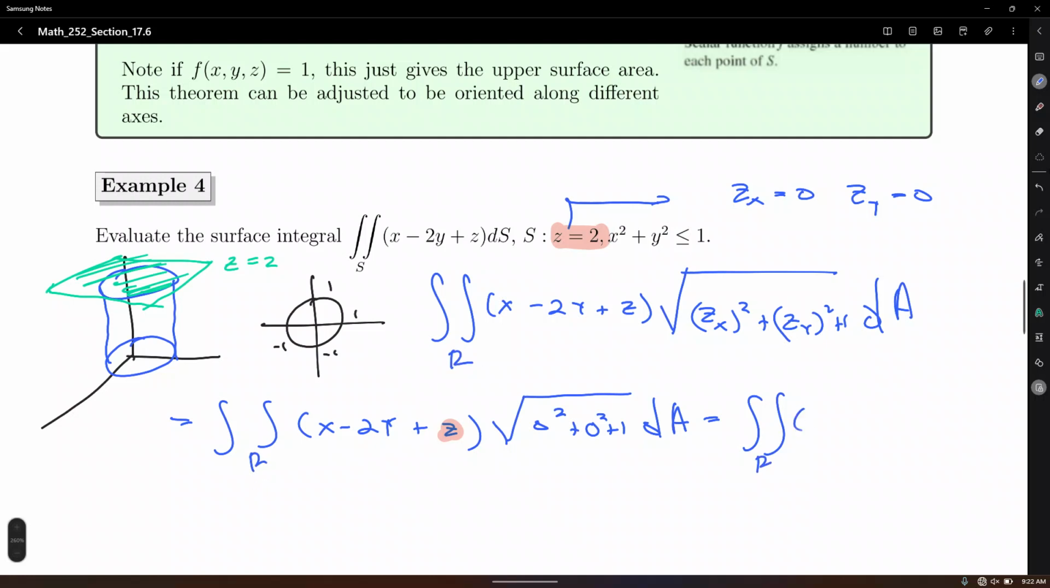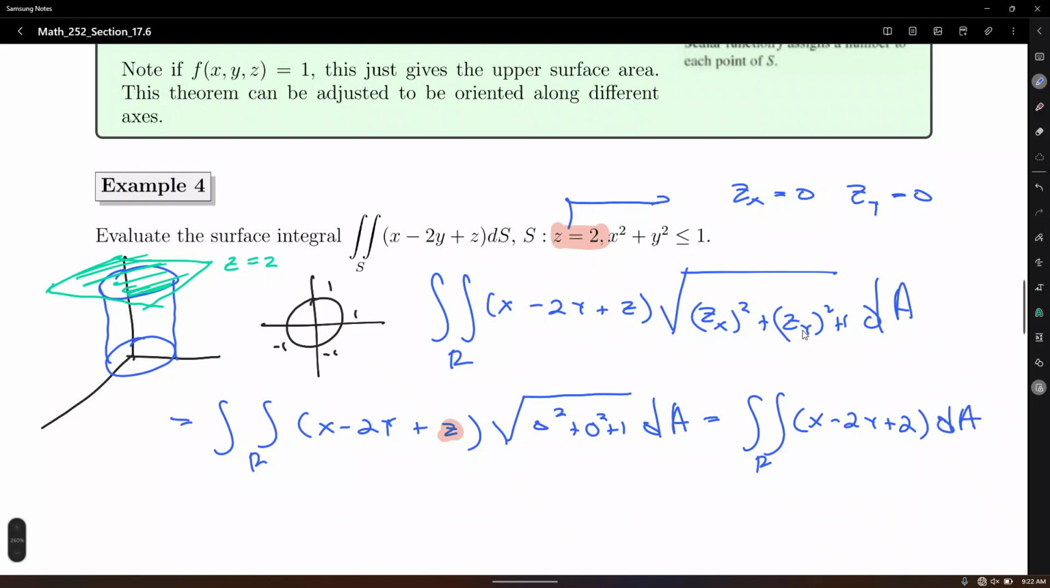That equals x minus 2y plus 2 times the square root of 0 squared plus 0 squared plus 1. Isn't that 1? The square root of 1 is just 1. Do we need to write the 1? Not really. dA. That reduces to this simple double integral.